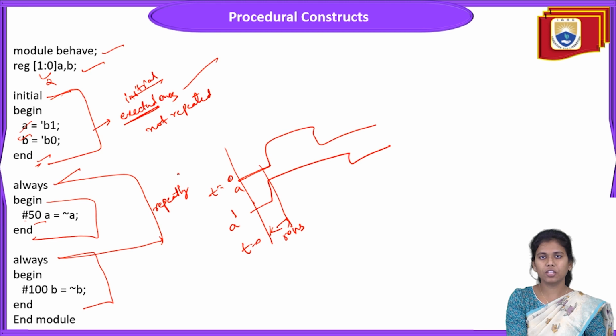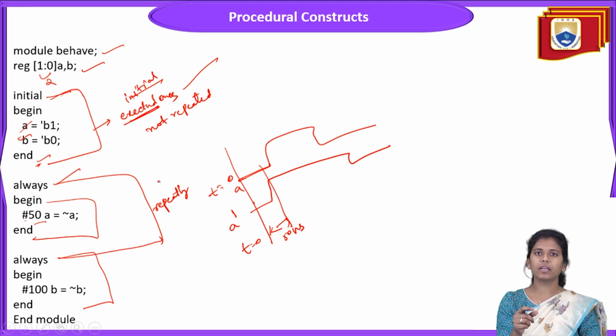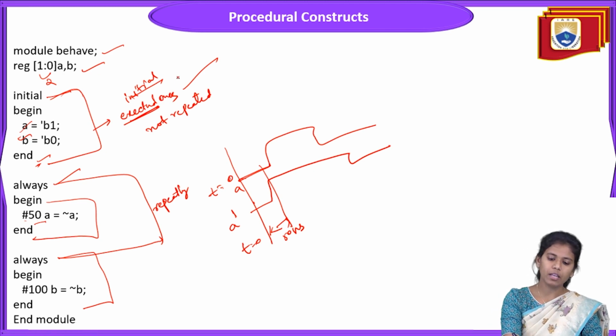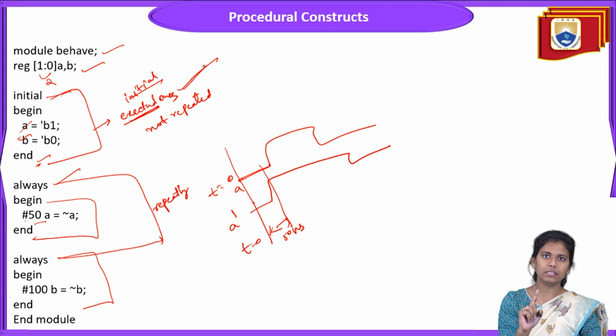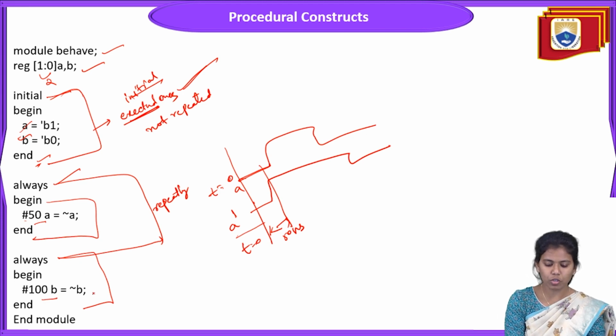Repeatedly, we can execute always statements. An always statement can be executed repeatedly, whereas an initial statement can be executed only once. Here, always begins at 50 nanoseconds. My A complement has been taking place, and again, as I said, the always construct can be repeatedly executed, right? So again, begin #100 B equals minus B.